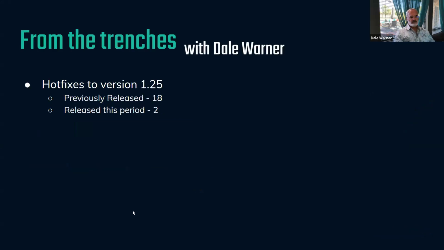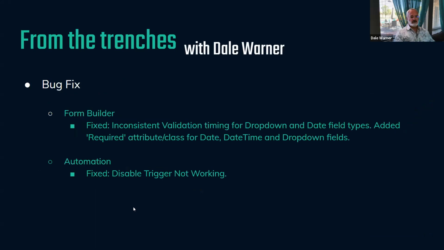Good. So from the trenches of support, first we'll talk about hotfixes. Our current Plantain App version is version 1.25. We've previously released 18 different hotfixes, and there are 2 more that have gone out in this last 2 weeks.